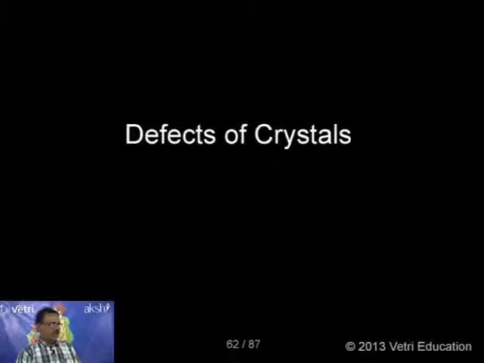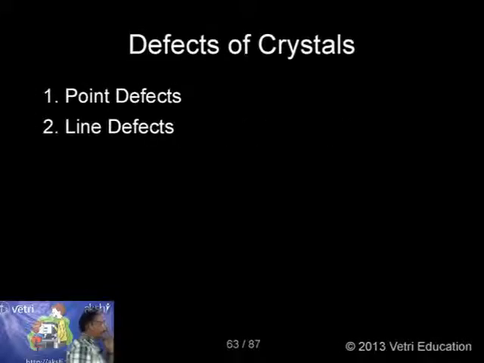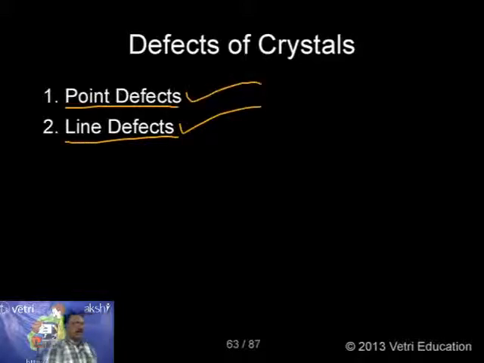Let me go for defects of crystal. This is another interesting topic. The defects of crystal, I can classify broadly into two types. One is point defects, another is line defects. Kindly follow. So, what is the defect present in the crystal? I can classify it as point defect and line defect.